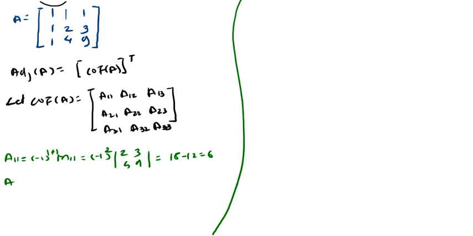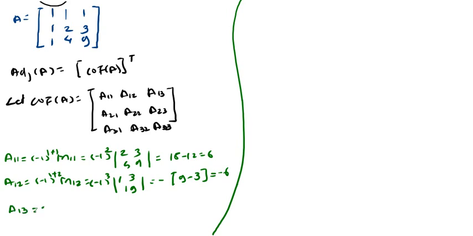Next we will find A12, which is minus 1 raised to 1 plus 2 into M12, which is minus 1 raised to 3 into the determinant, the minor of the element A12. Hide this row and this column. What remains is 1 3, 1 9. Solving this gives minus of 9 minus 3, which is minus 6.